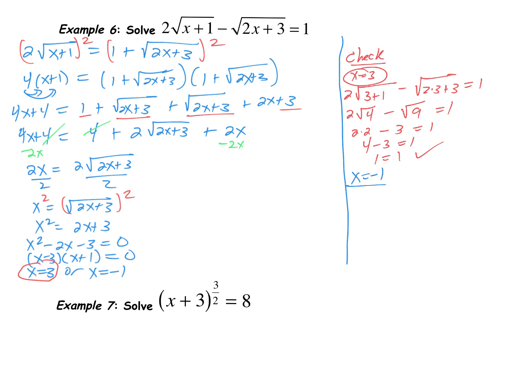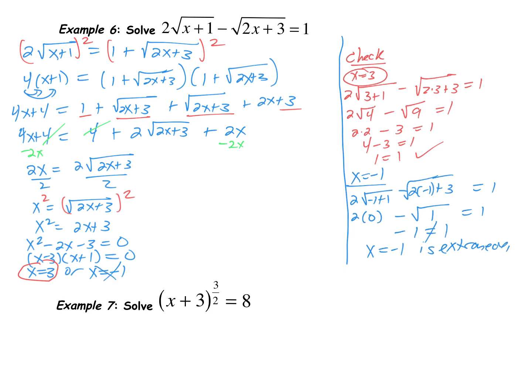So I'm going to check x equals negative 1. I'm going to substitute it back into the original equation. So 2 times the square root of the quantity negative 1 plus 1 minus the square root of 2 times negative 1 plus 3. Is that equal to 1? This becomes 2 times the square root of 0, which is 0, minus the square root of negative 2 plus 3, which is 1. So we have the opposite of the square root of 1, which is negative 1. Is that equal to 1? No. So x equals negative 1 is extraneous. So we're going to cross out that solution. And so our only valid solution is x equals 3.